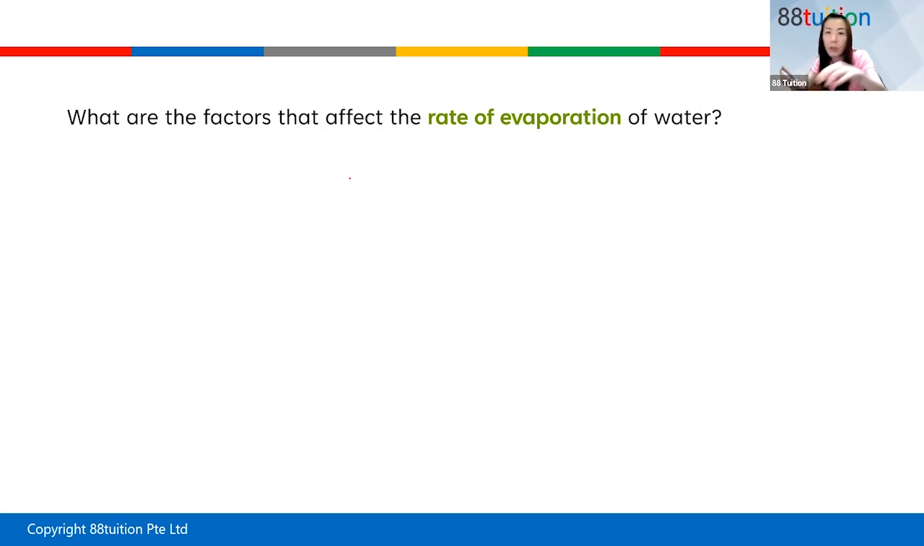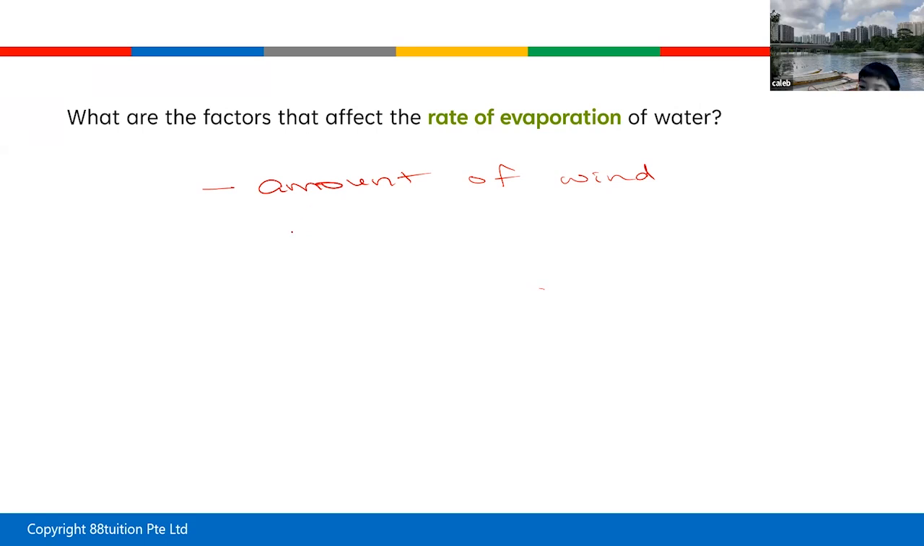Need to do this connection. Okay, good. So you talk about the amount of wind. Okay, can you repeat what you said earlier? Like there's a fan blowing the water, so the rate of evaporation will be higher. Higher. Okay. The wind, let's say there's wind, right?